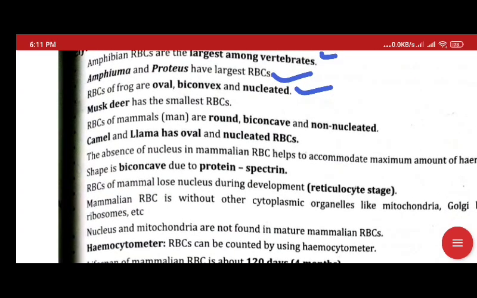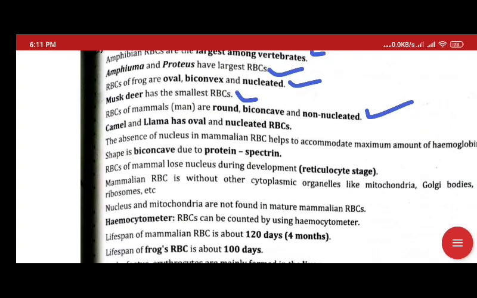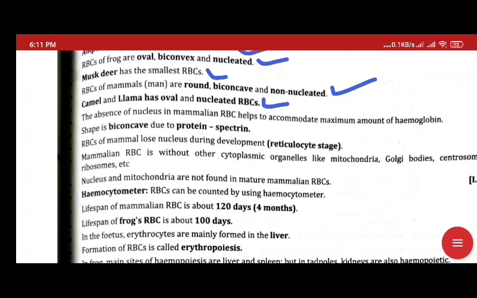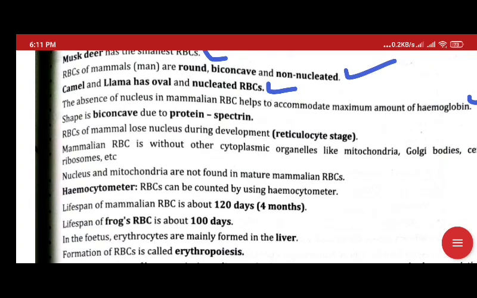Now the smallest RBC is in musk deer. Here it is given as round shape, biconvex and non-nucleated. We have studied that. Now camel and llama are the exception because they contain nucleated RBC. We also have hemoglobin in mammals, and the shape is biconcave due to the protein spectrin. This is also very important. Due to the protein spectrin, the shape is biconcave, that is round like shape.